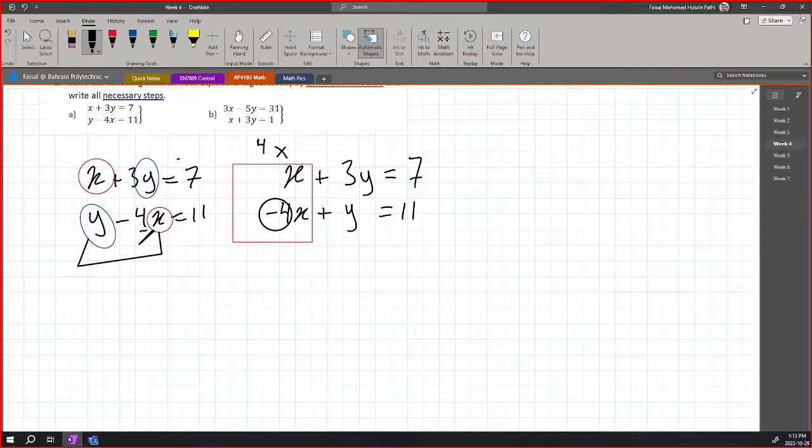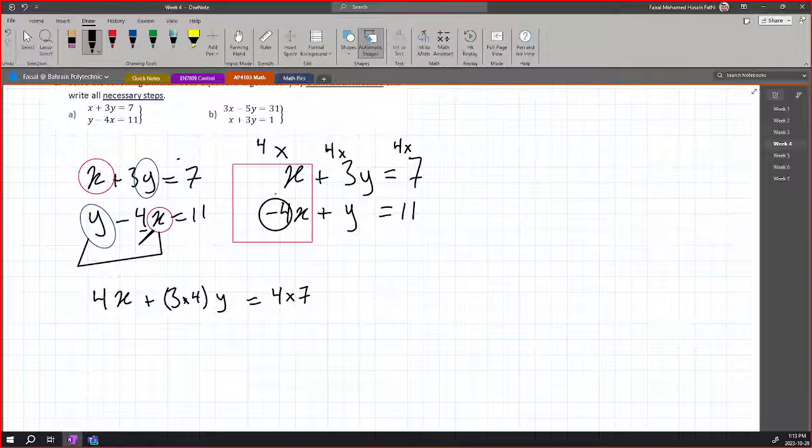And obviously, when you multiply one variable with a number, you have to multiply every other term in the equation with the same number. So we multiply here by 4 and here again by 4. If you rewrite this equation again, it will become 4x plus 3 times 4y is equal to 4 times 7. Okay, so that's basically what we are doing.